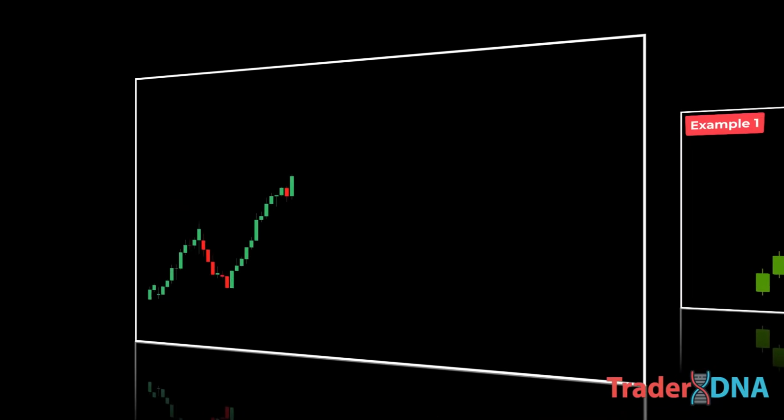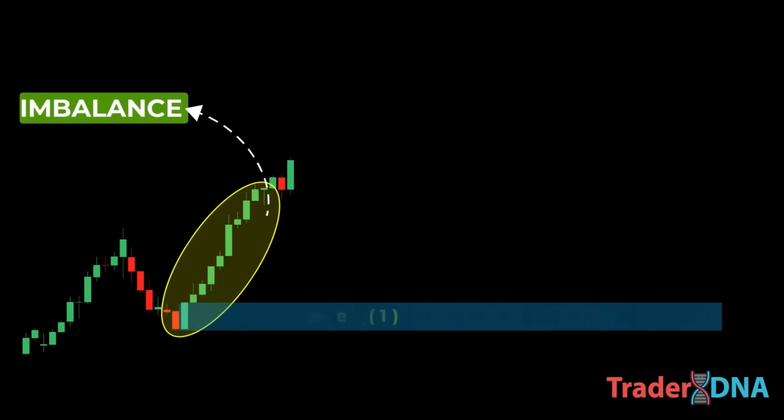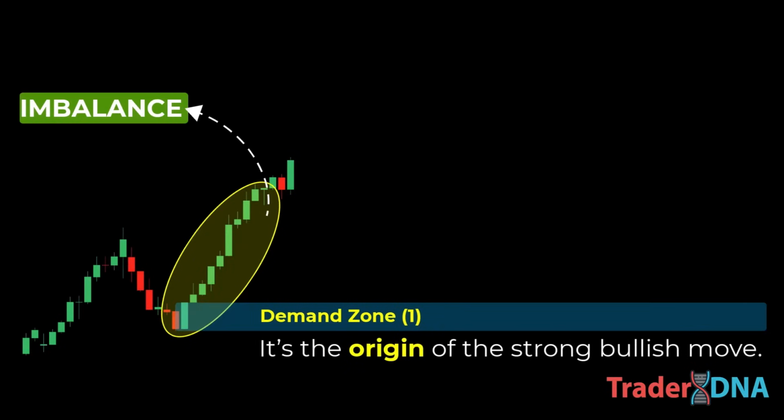Let's walk through an example to see how this actually plays out. Here, price is clearly moving in an uptrend. As it climbs, we start to notice fair value gaps forming on the way up. These gaps signal a buy-side imbalance and sell-side inefficiency. That simply means buyers are in control and sellers didn't get a chance to fully participate. Now look just beneath the fair value gap. You'll often find a demand zone sitting right there. Why is that important? Because that demand zone is what triggered the imbalance in the first place. It's the origin of the strong bullish move.